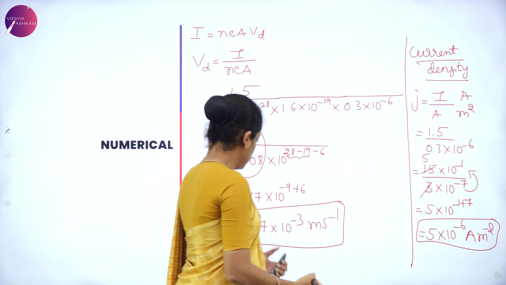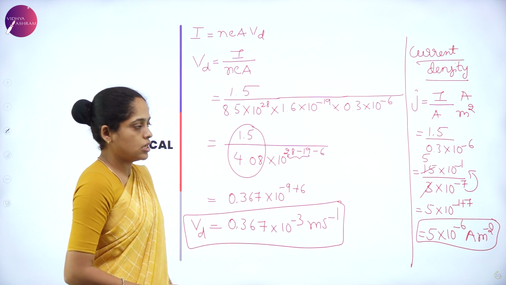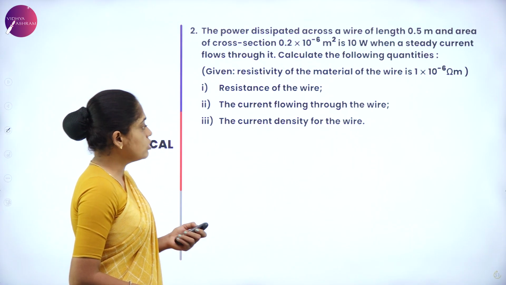So we have found the drift velocity and current density according to the problem. So this is the answer. So we have completed the first problem. Now let us move on to the second one.